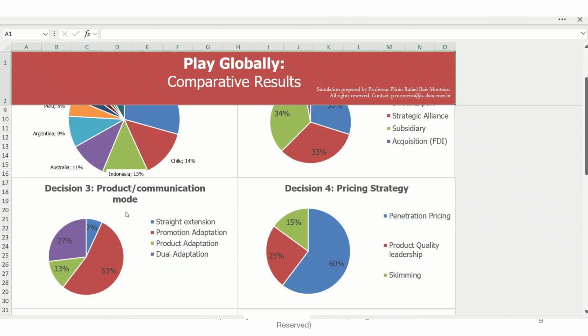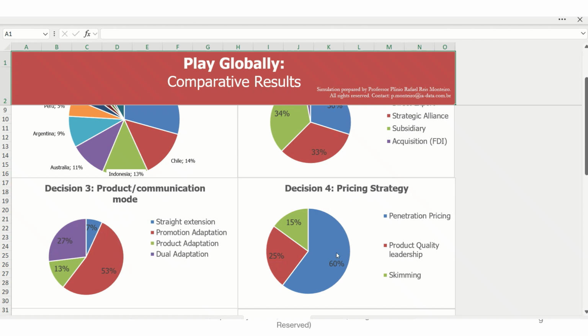Then we have the decision of the product and communication mode. The most common was the lower level of adaptation, and the other case was to adapt both product and the promotion, chosen by 27% of the students. Only 7% of the students selected straight extension.